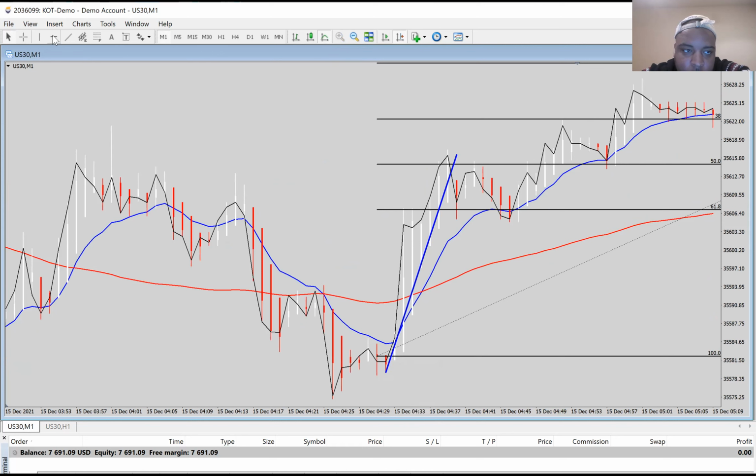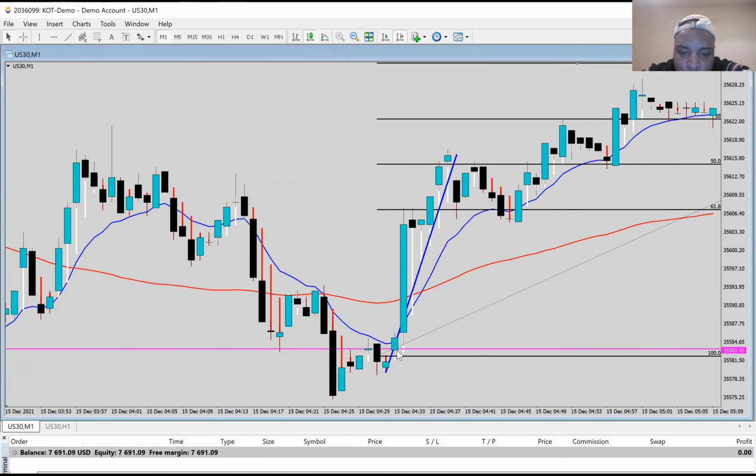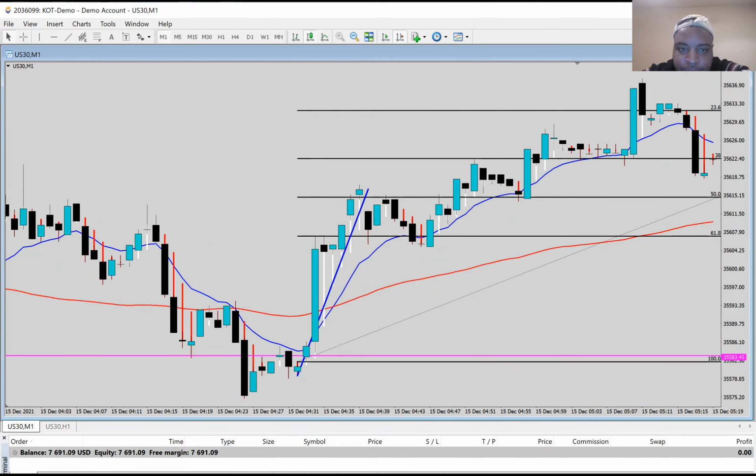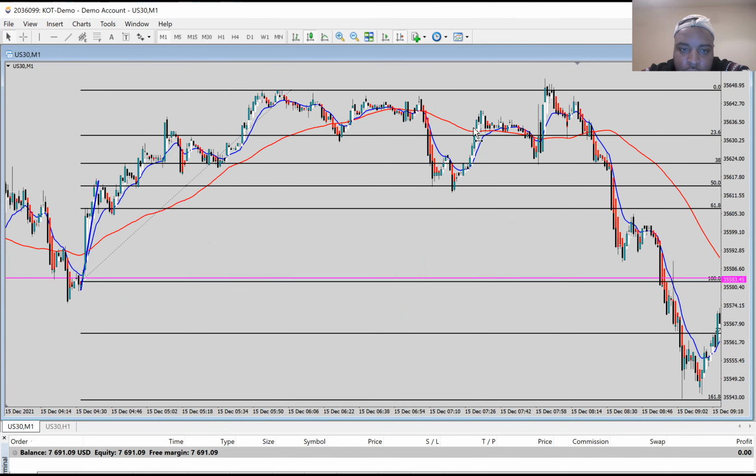So right here was, let's mark it. So right here, what candlestick was it that broke through? It was this one that broke through it. So you could have started your bull going up from there. All right, I forgot to show you guys that.